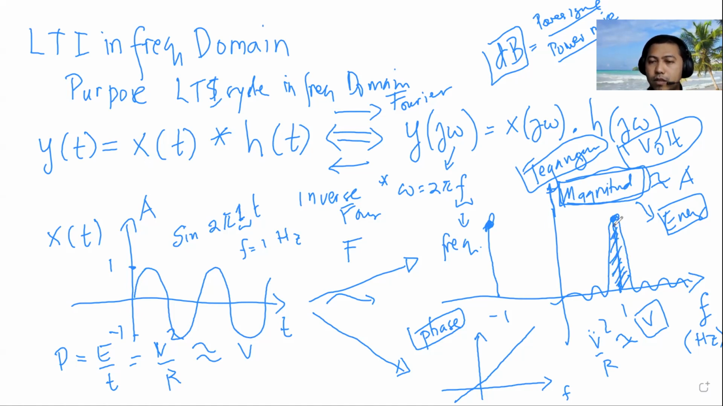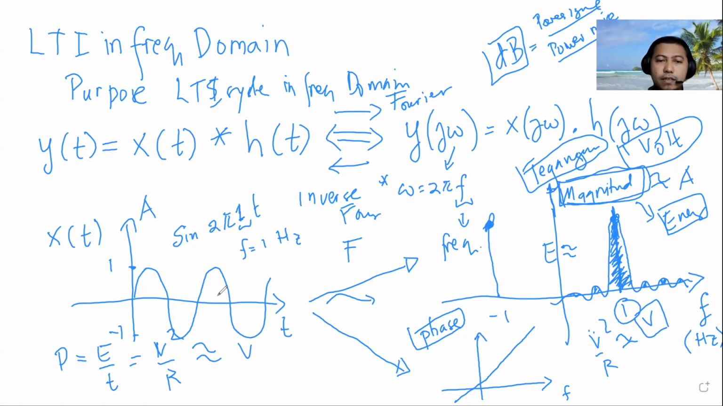Energi itu luasan di bawah grafik. Proporsional ya. The energy is proportional to the area below the graph. In this case, misalkan ini contohnya adalah sinus, berarti energinya berlokasi di 1 Hz. Energinya terkonsentrasi di situ.